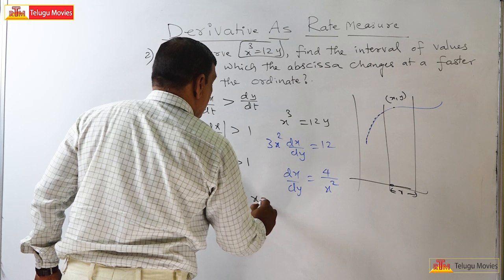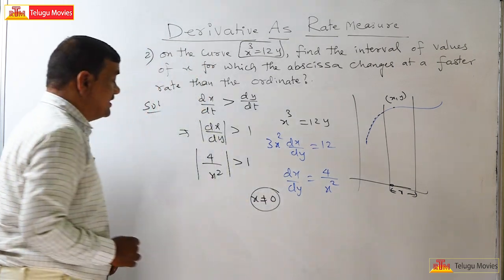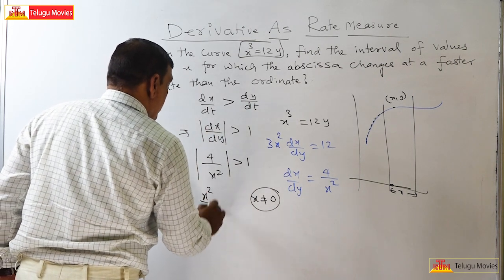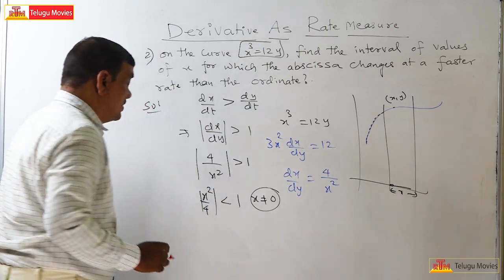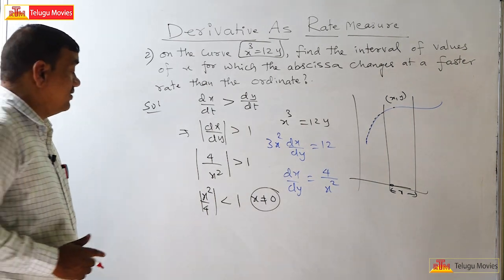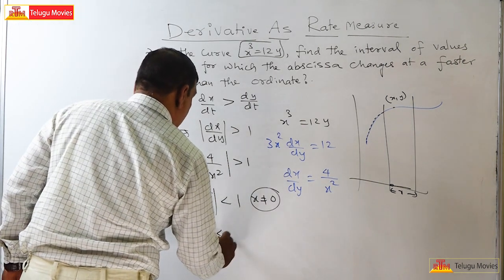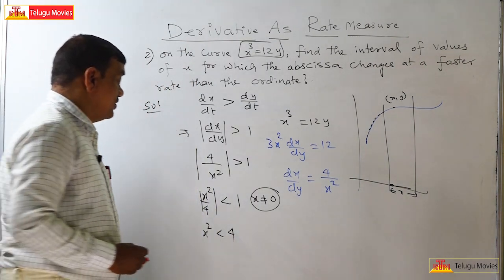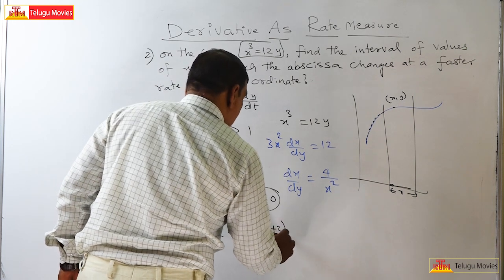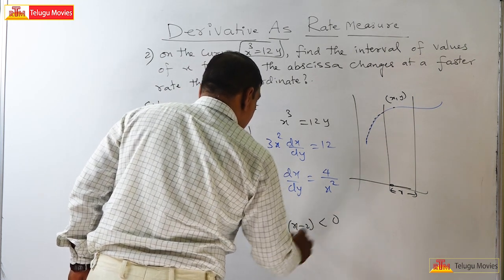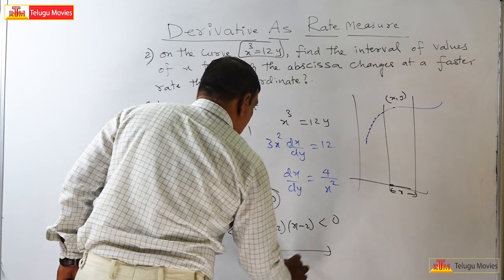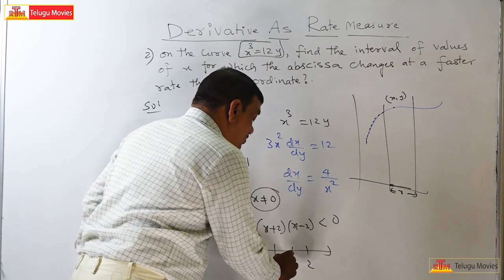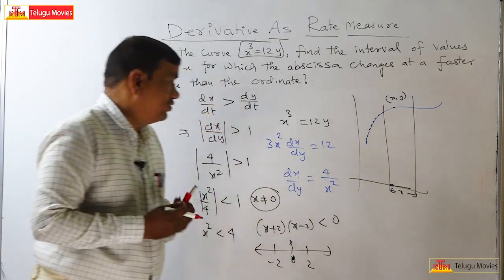Definitely x is not equal to 0, as it is in the denominator. So let us solve this inequality. Therefore, x square by 4 less than 1. Therefore, x square is less than 4. Modulus of x square is x square only. So we can say that x plus 2 into x minus 2 is less than 0. That means x lies between minus 2 and 2, but x should not be equal to 0.